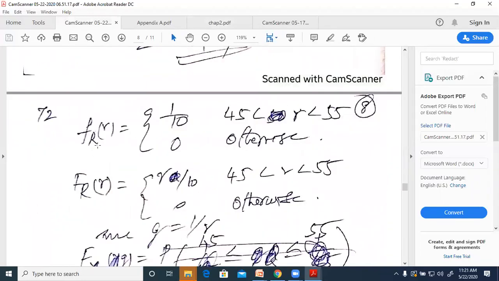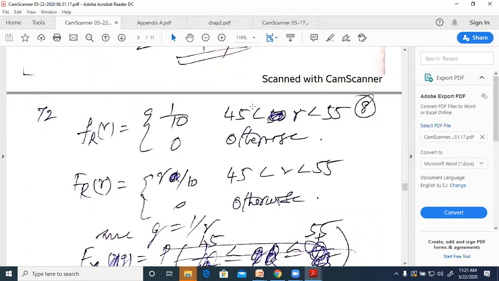So the f_R of r, that is the PDF for the resistance, will be defined over the range of values 45 less than r less than 55. Range is 10, and therefore this will become 1 by 10, because total area under this should be equal to 1. 1 by 10 into 10 will become 1. Therefore, this quantity is equal to 1 by 10. This point has to be remembered.